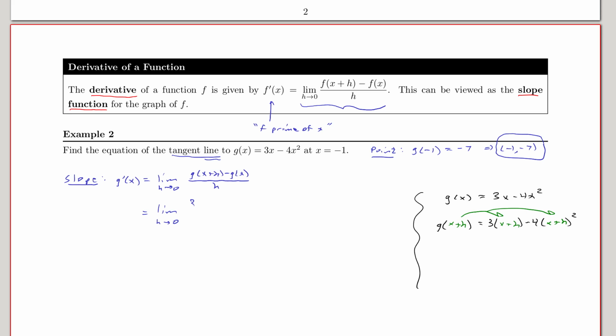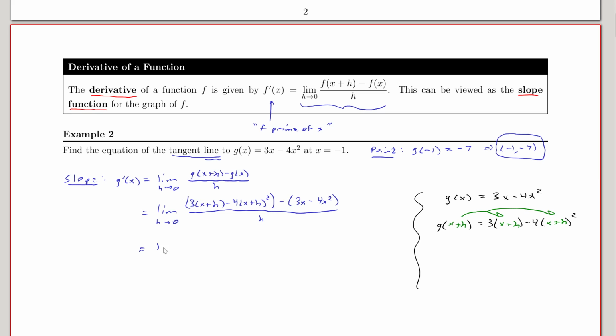So g of x plus h is going to be 3 times x plus h minus 4 times x plus h squared. So we have that minus g of x, which is just the original function. And be real careful that you use parentheses. Note how I'm writing things here. I'm putting both functions on top in parentheses and making a typo. That should have been a 4. So g of x plus h minus g of x all over h. That's the setup. If you can get to here, then the rest will just be algebra.